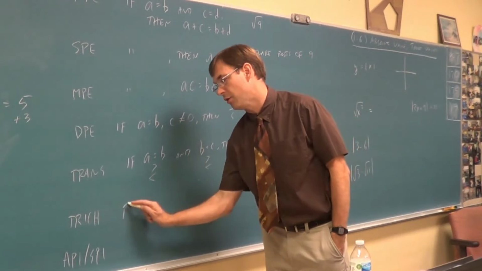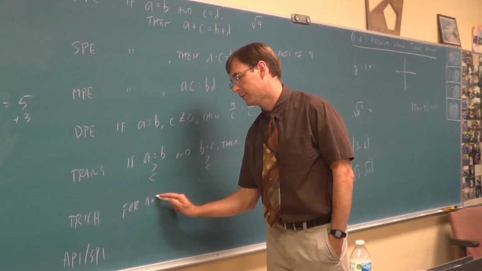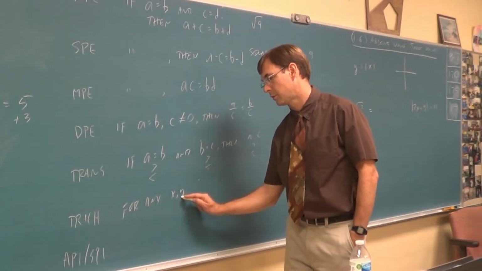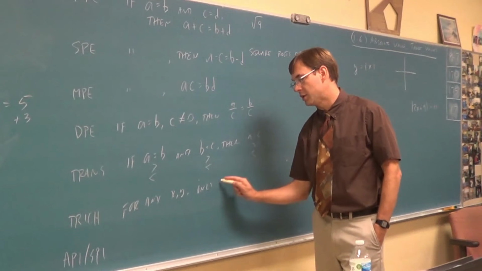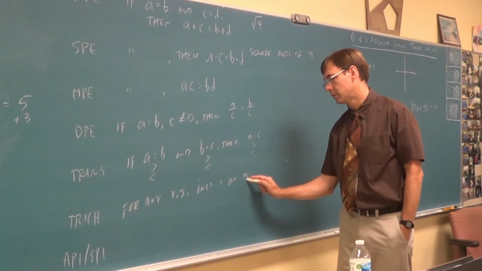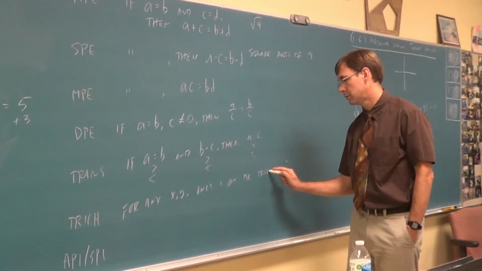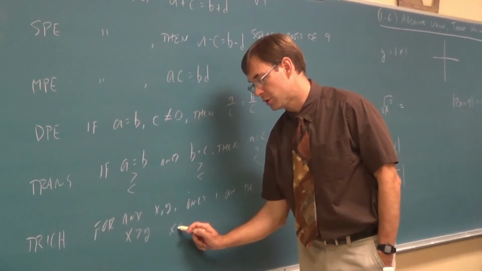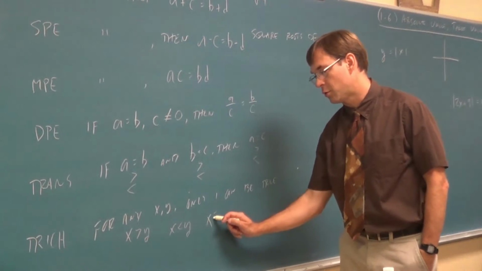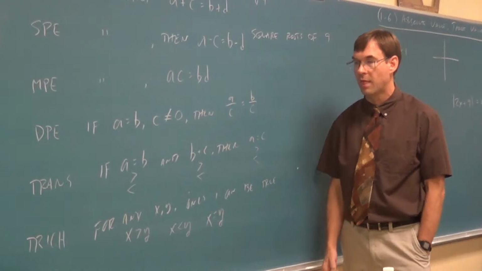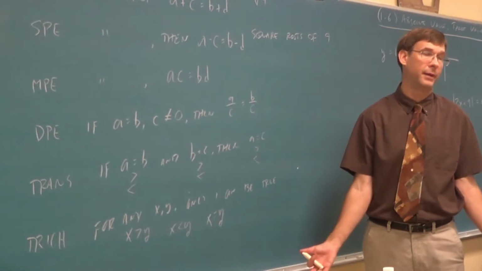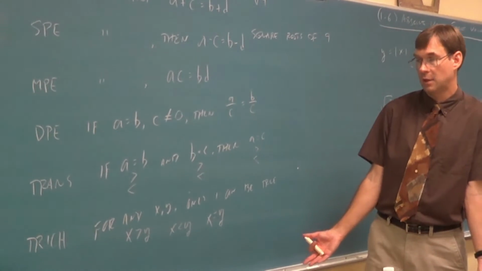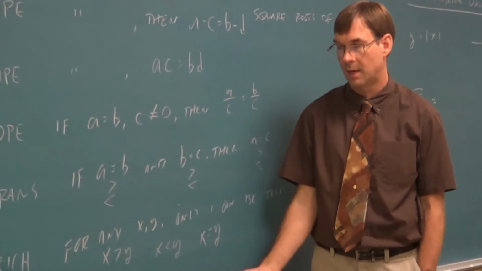This is telling you, for any x and y, only one can be true. Either x beats y, x loses to y, or x is equal to y. You can't have more than one of those at a time. You just pick one. X is more, x is less, or x is equal to y. That's just the way that is going to be.